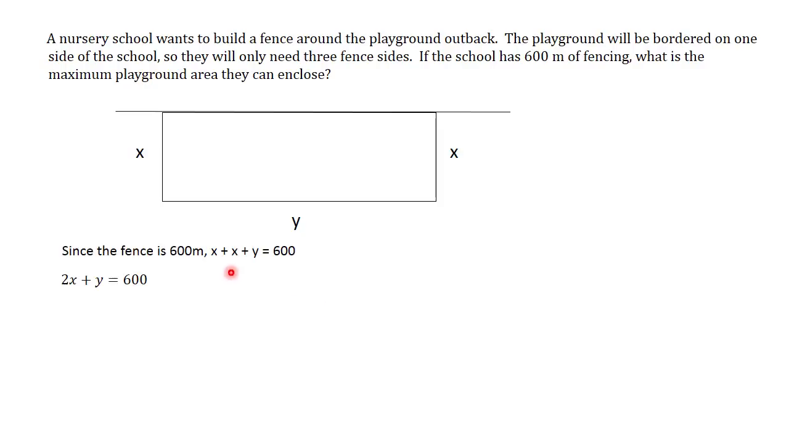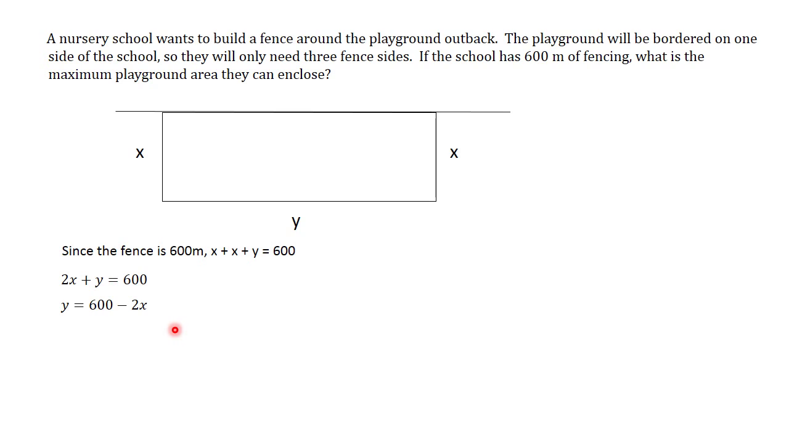We know that we can put like terms together. These 2 x's together means you have 2x plus the y to equal 600. And then, why don't we rearrange that so that we isolate the y? So we now have, instead of 2x plus y equals 600, y is equal to 600 minus 2x.